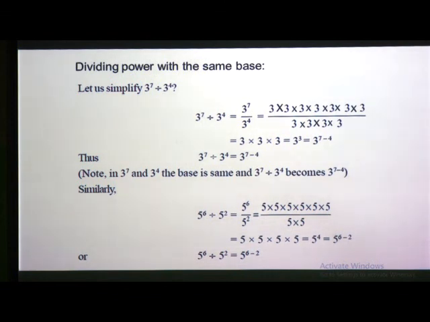Now, dividing powers with the same base. We have seen some formulas here. I will first explain in detail and then we will go for the shortcut. Let us simplify 3 raised to the power of 7 divided by 3 raised to the power of 4. First, you know 3 is how many times? It is 7 times. So, we write 3 into 3 into 3 into 3 into 3 into 3 into 3, 7 times. Divide, I told you we always write in upon form or fraction form.